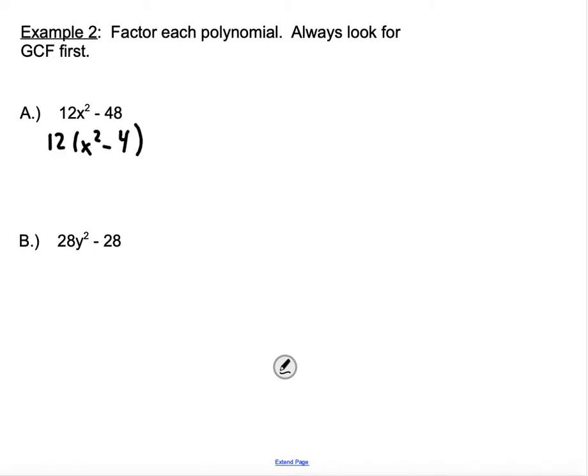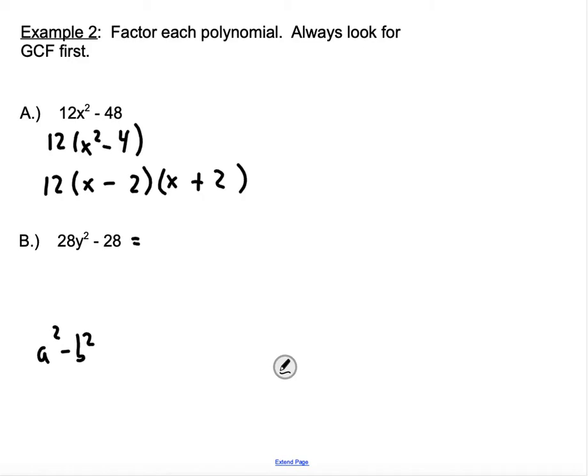So now they want me to factor that, and I'm thinking, oh yeah, that's looking like a squared minus b squared, right? Because I can find the square root of x squared. The square root of x squared, there's x. The square root of 4 is 2. And then one's a minus and one's a plus. All right.